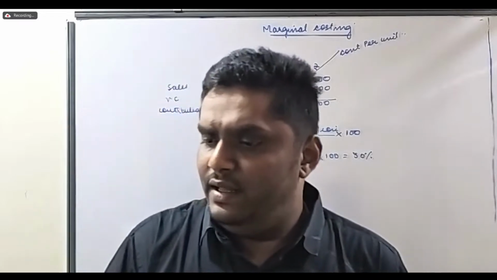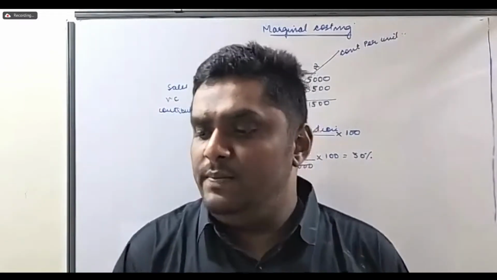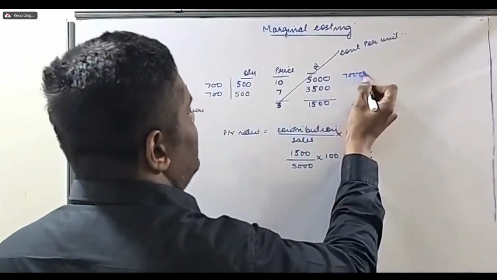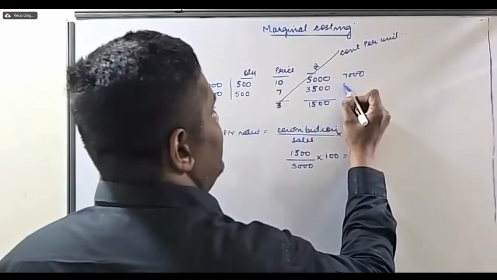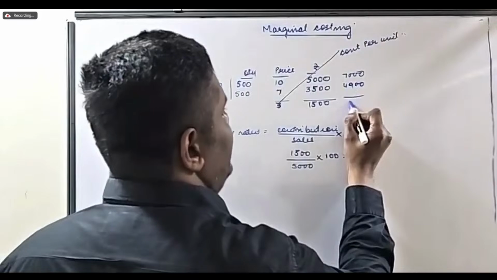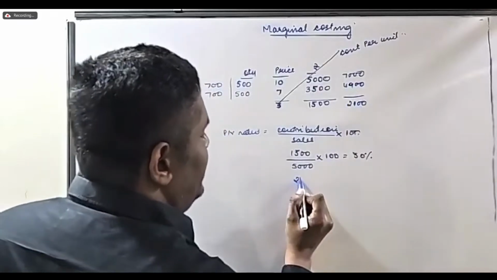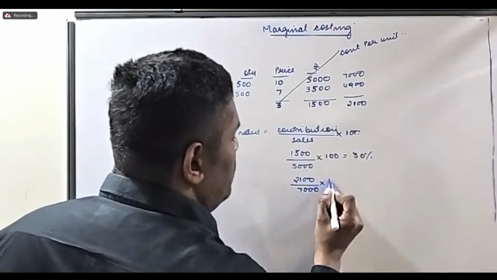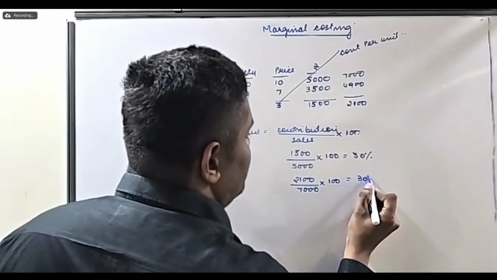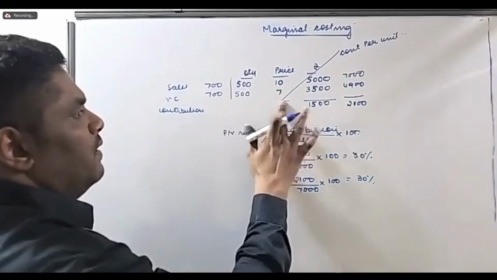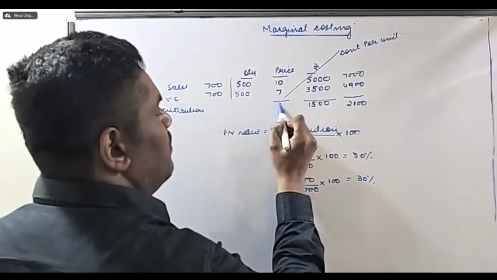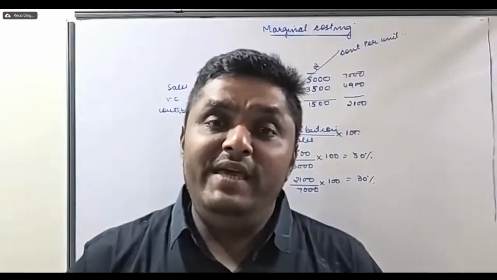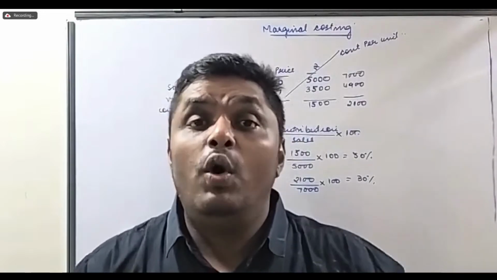So as said, it will remain constant. Very simple guys. 700 into 10, that is 7,000. 700 into 7, that is 4,900. So this will be 2,100. So 2,100 divided by 7,000 into 100 will also be 30%. So we can say that the PV ratio will remain constant at all the levels of sales.